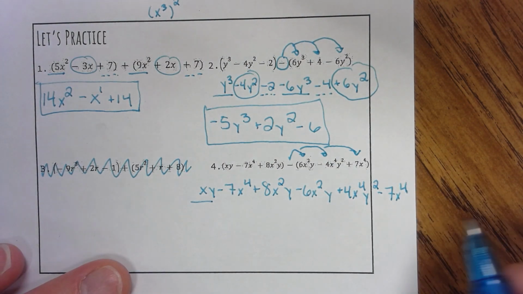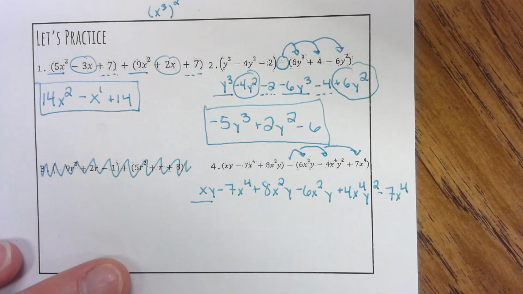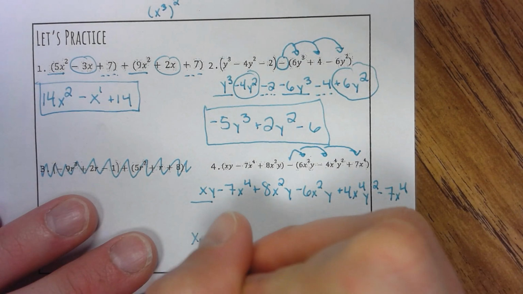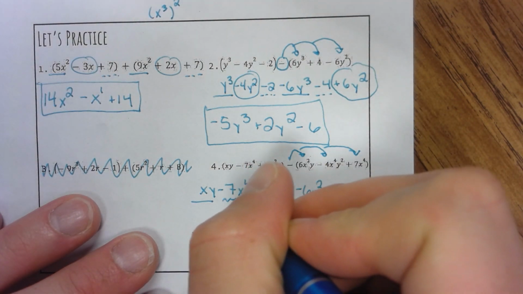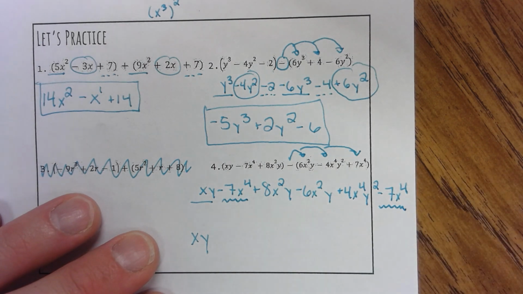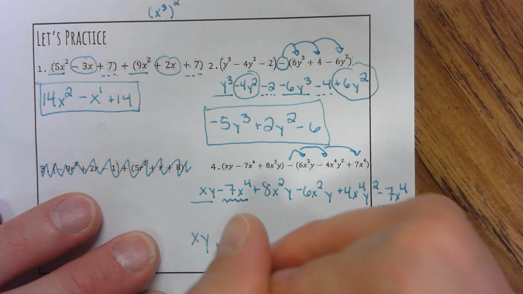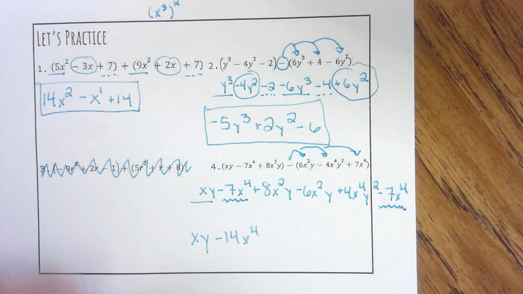So I have xy. Are there any other xy's? I don't think so, right? All the other xy's have exponents. So we just have an xy. I have a negative 7x to the 4th. I have another negative 7x to the 4th, and that is it. So negative 7 minus 7 is negative 14x to the 4th.